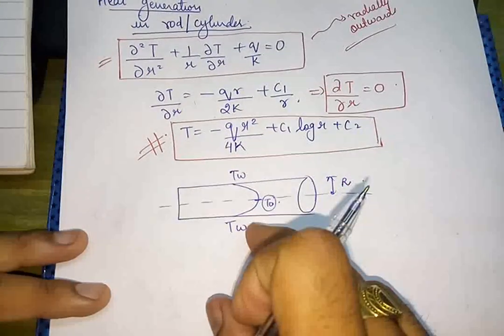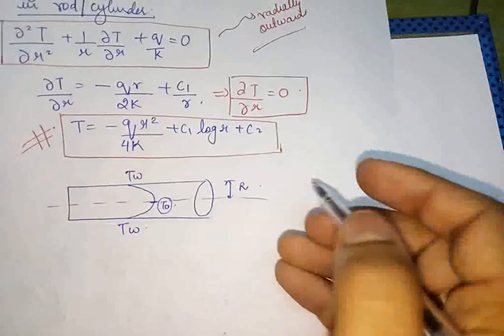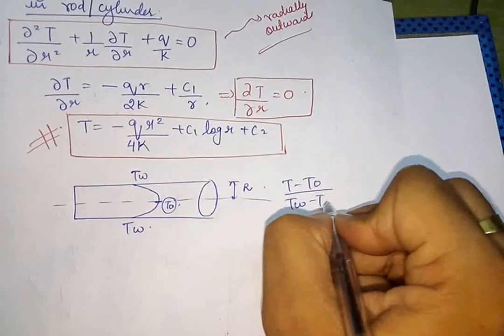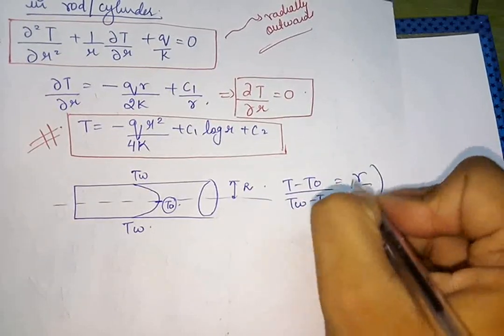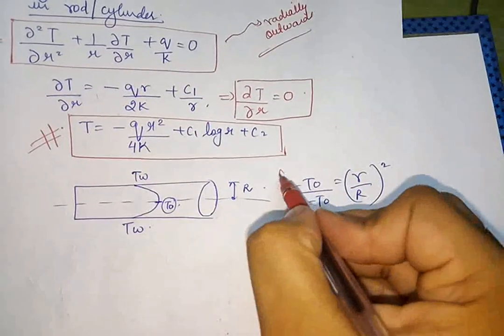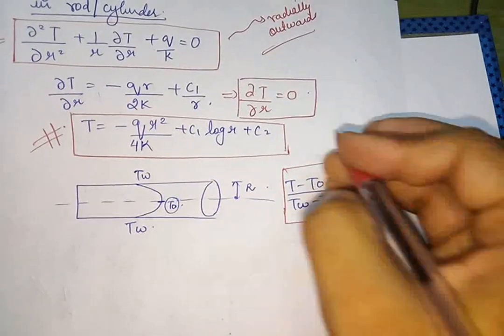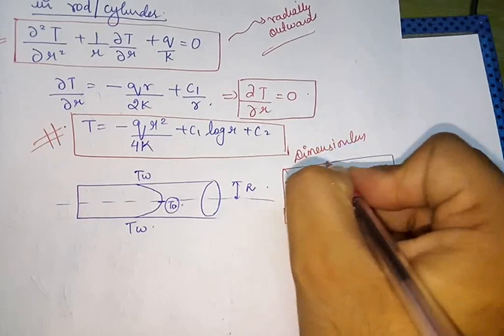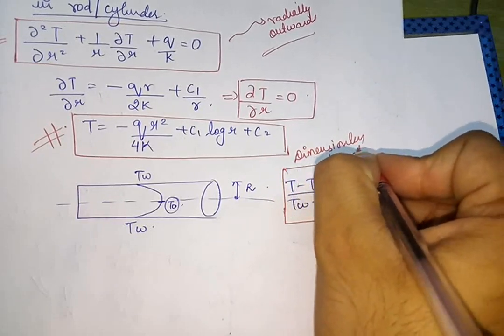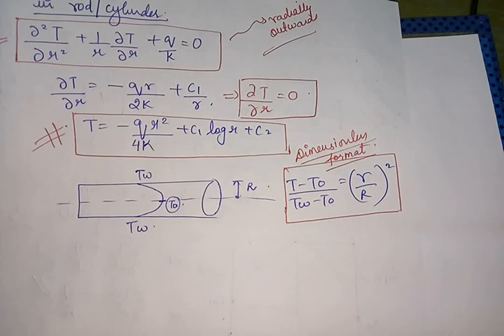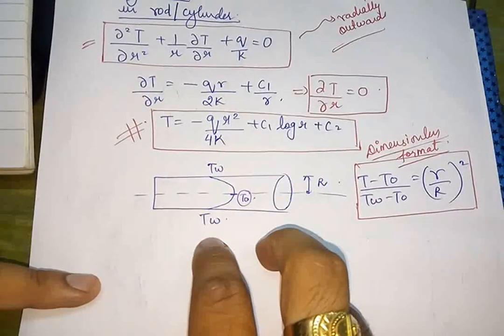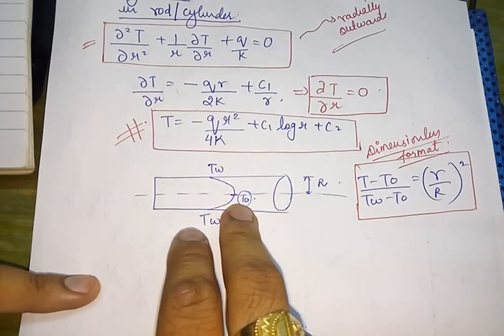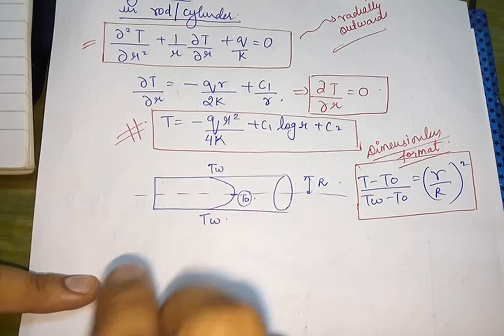Okay, now in this case, if we wish to write down the dimensionless temperature profile, it would be (T minus T0) upon (T wall minus T0) is equal to (small r upon capital R) whole square. Please remember this dimensionless format. Okay, so this was all about the heat generation in case of slabs and in case of cylinders.